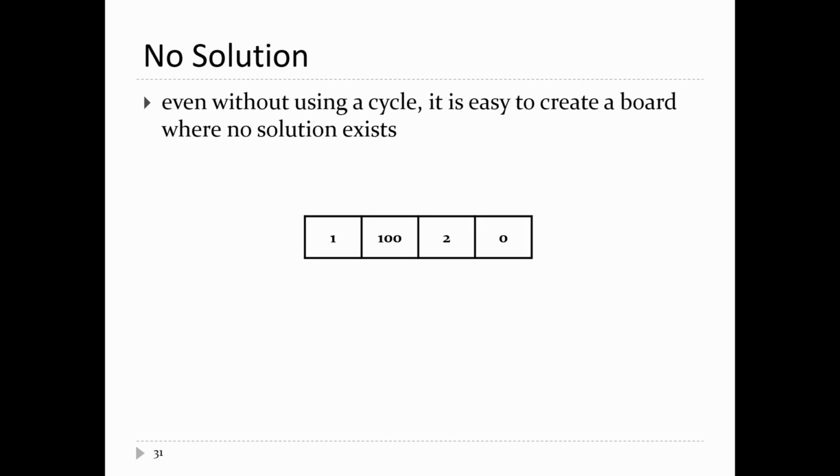All right, so even without a cycle, it's possible to have a board where no solution exists. On this board here, you start at the 1, and then you go to the 100, and then you're stuck. You can't go 100 spaces to the left, you can't go 100 spaces to the right. So there's no solution on this board.